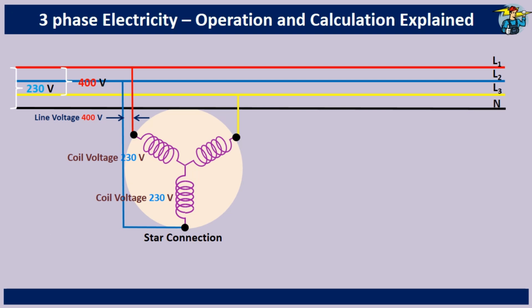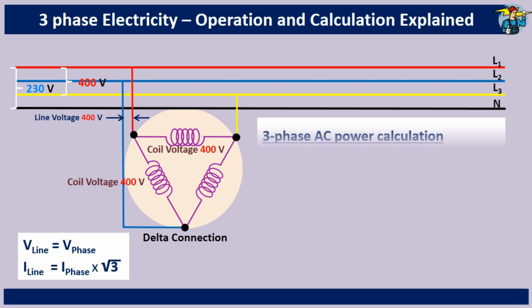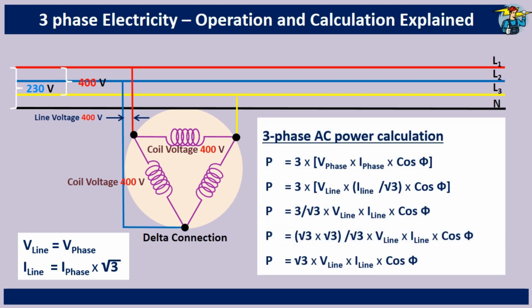Now, let's consider the case where the three-phase lines are delta connected. In this configuration, the line voltage V line is the same as the coil voltage, or V phase. However, the line current I line is equal to the phase current I phase, multiplied by the square root of 3. To calculate three-phase power in a delta connection, we can apply the single-phase power equation to each of the three individual phases, and then multiply by 3 to find the total power.